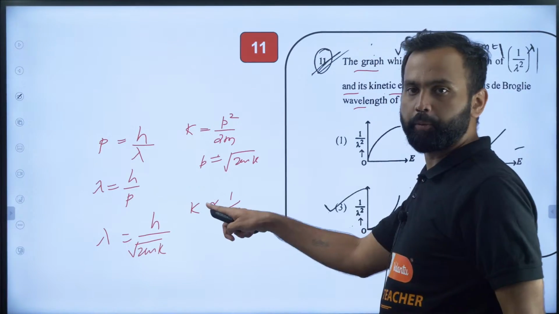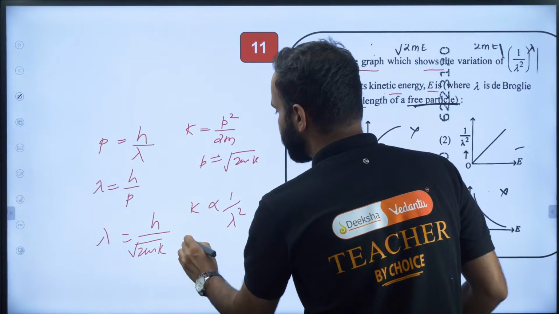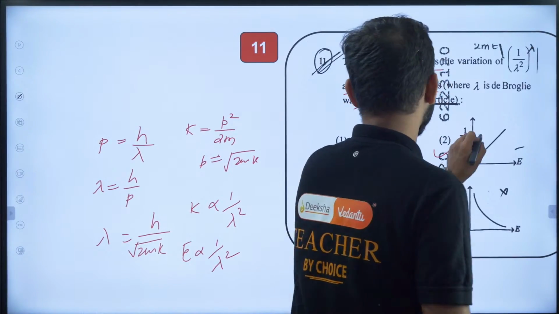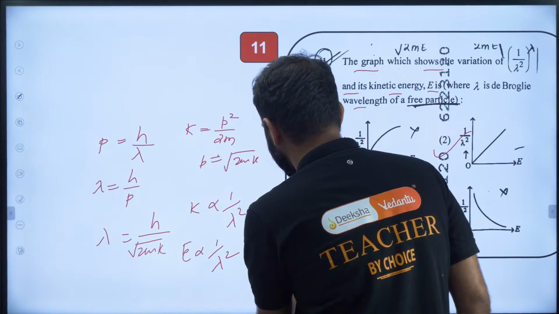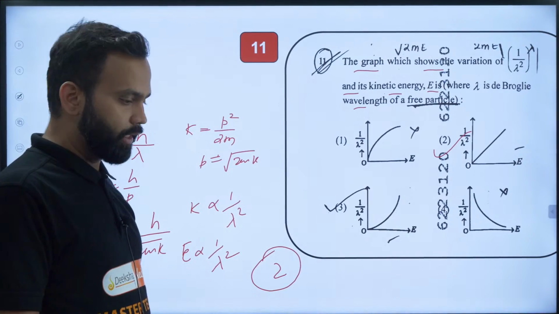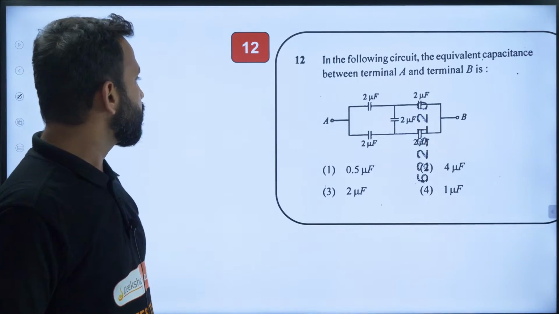Okay, K is directly proportional to 1 by lambda square, or E is directly proportional to 1 by lambda square. So the correct option is the second one. Understood? Second one. Yeah.